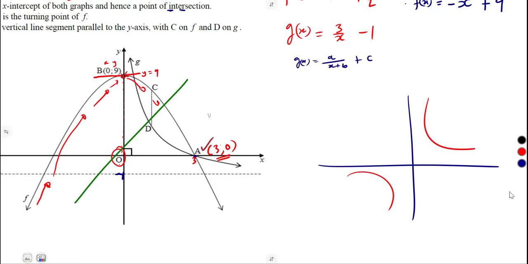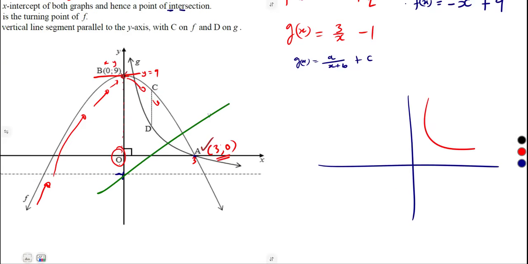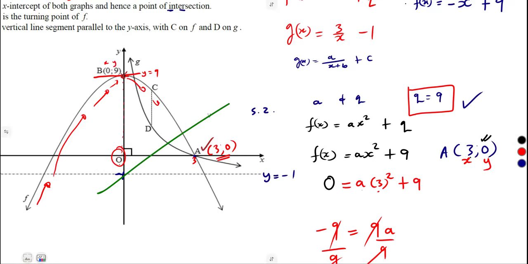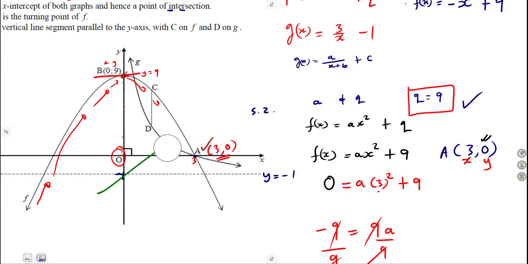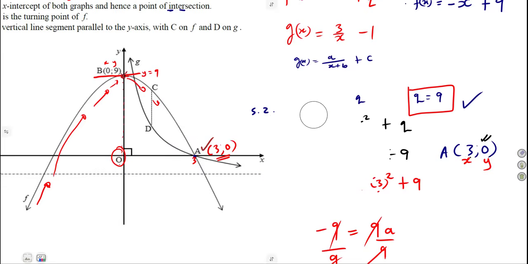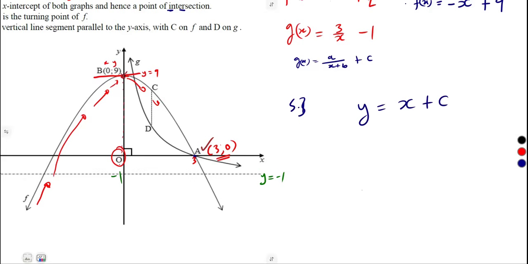So we do not know, is it going to be like this? Is it going to be like this? But what we know from that consideration is that it must have a positive gradient. So when it has a positive gradient, how do we calculate its equation, guys? Let me remove this and this. This is what I want you to know, guys. Remember, this is y is equal to -1 here. So the equation can be given as y is equal to x plus c for a positive gradient.